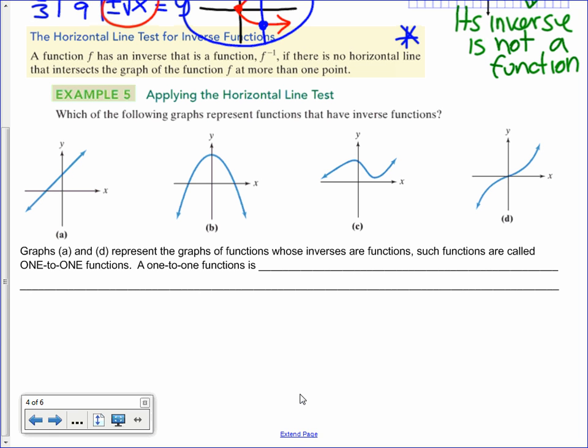You okay? What section is this? 1.8? Okay.